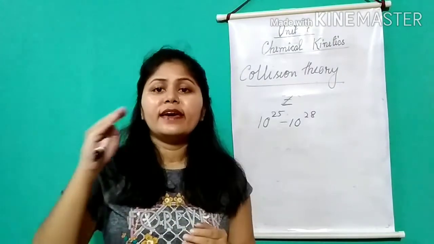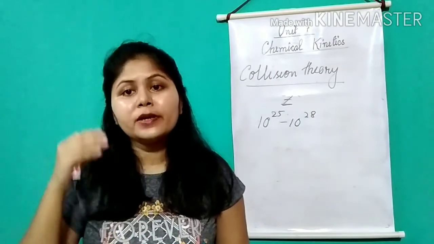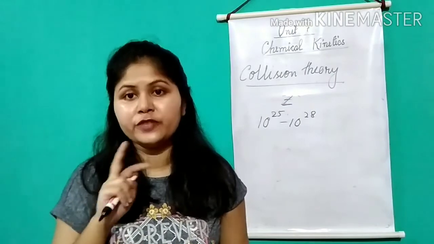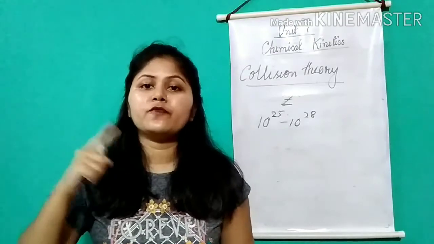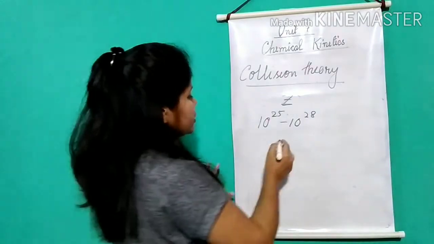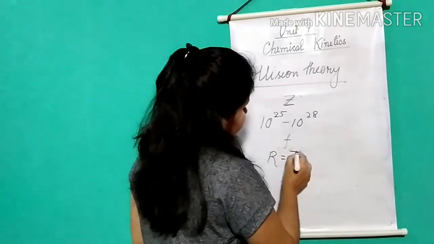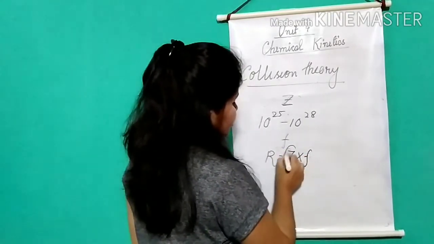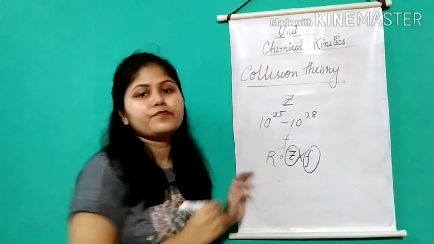Thus we can see that the rate of a reaction is proportional to the number of collisions per second per unit volume of the chemical reaction, that is collision frequency. We denote it by Z, and it is also proportional to the effective collision fraction of certain molecules, which is denoted by F. So the rate of the reaction is directly proportional to collision frequency as well as effective collision. Collision frequency is denoted by Z and effective collision is denoted by F.